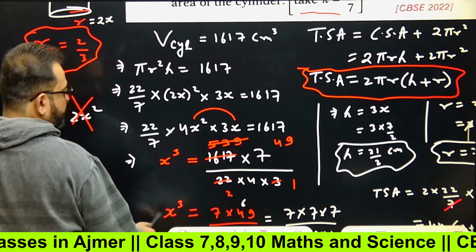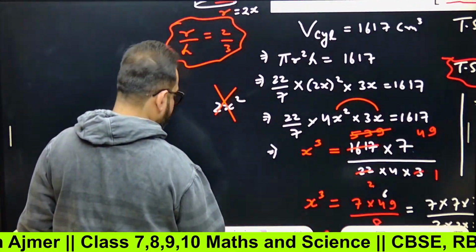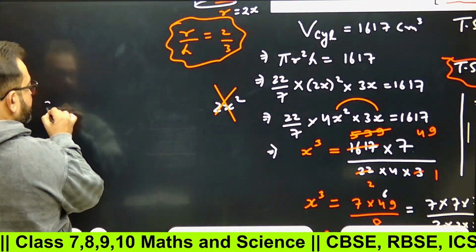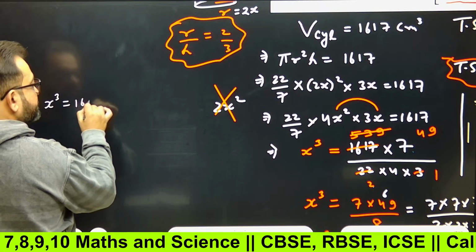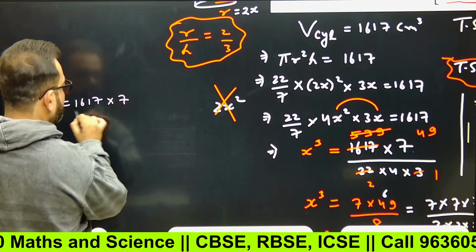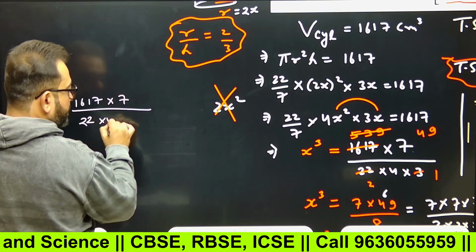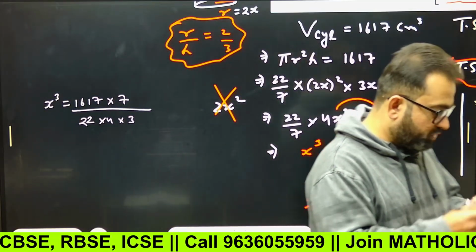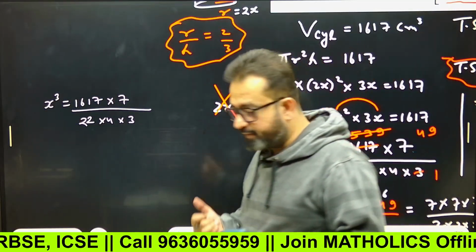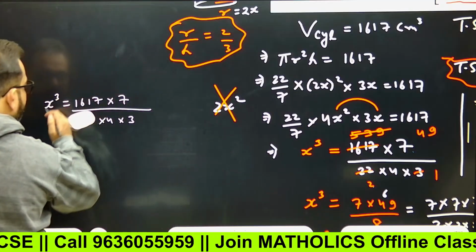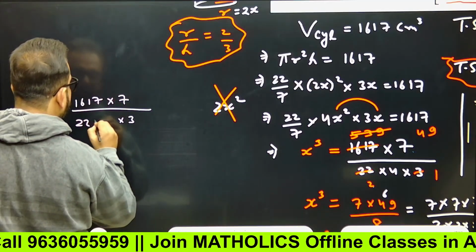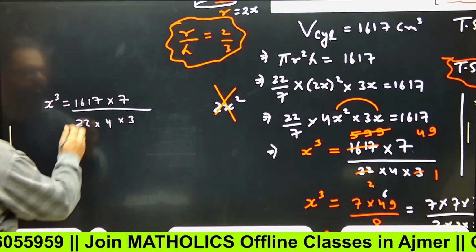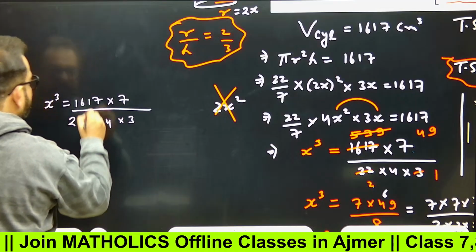Now just calculate it. Now I'll tell you how to actually calculate it. It is given that x cube equals 1617 into 7 whole upon 22 into 4 into 3. Got this point? Now, how to calculate this thing? You need to deal with these calculations again and again if you have this chapter in your exam.